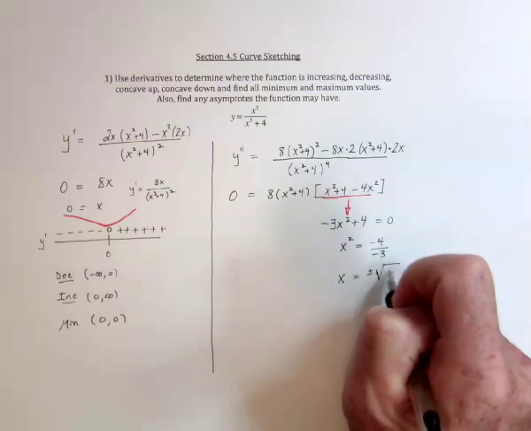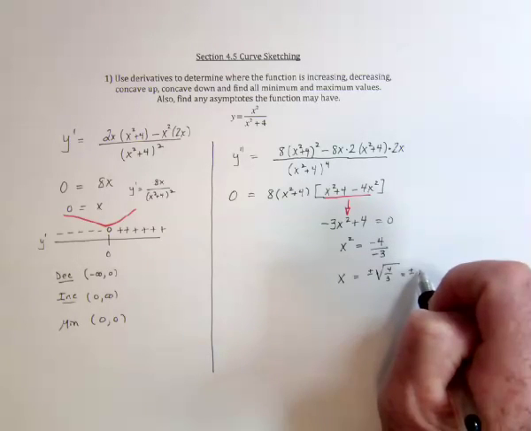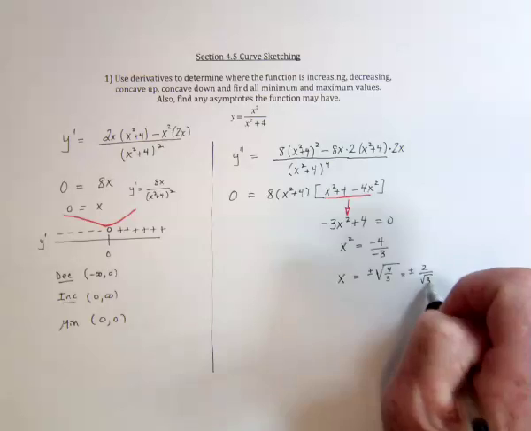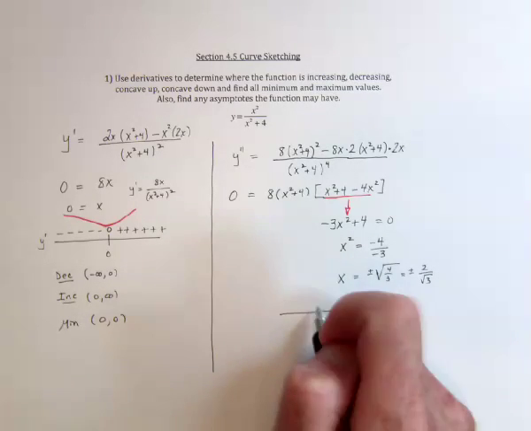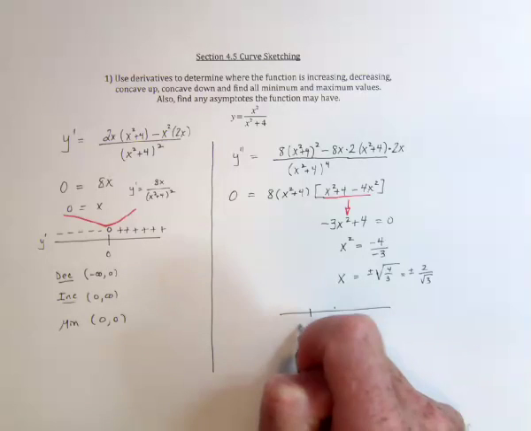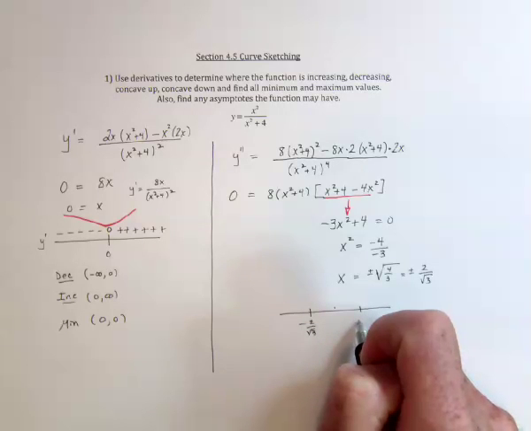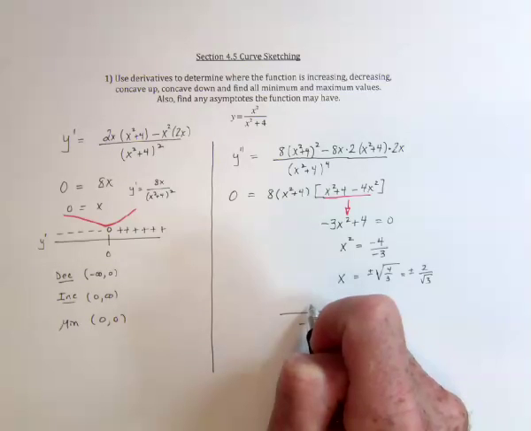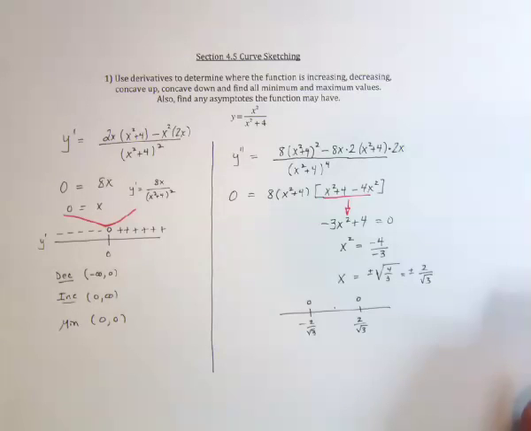So let's see, the square root of 4/3, positive or negative, or in other words, 2 over radical 3. So that's where it's changing concavity from concave up to concave down. Over here is the negative 2 over square root of 3, and here's the positive 2 over square root of 3. The second derivative equals 0 there and equals 0 there.